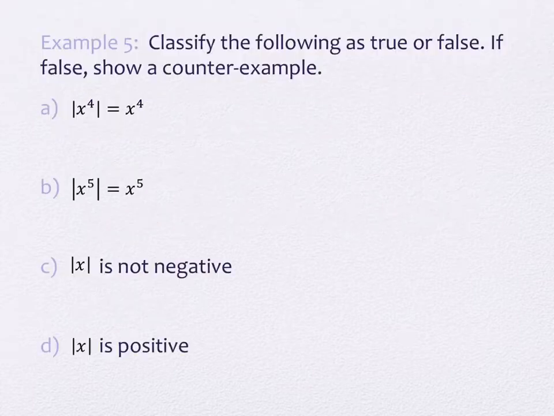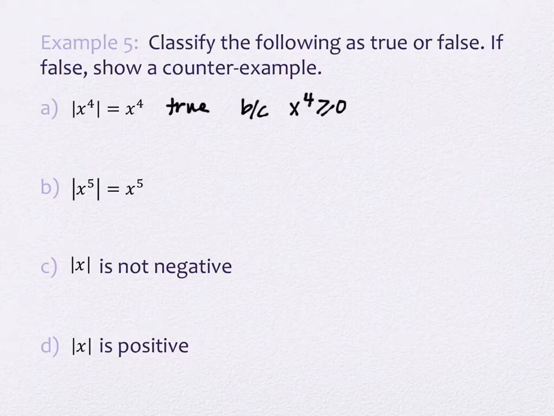So is it acceptable to simply remove the absolute values? Will those be equal? Yes, they will. So this one's true. And you can jot yourself even a note if you will. It's true, just so you know, because x to the fourth is always greater than or equal to 0. It technically could be 0 if x is 0, but it's definitely not negative.